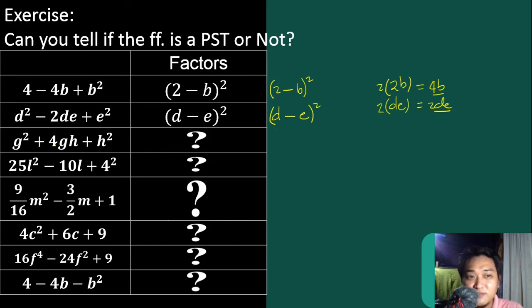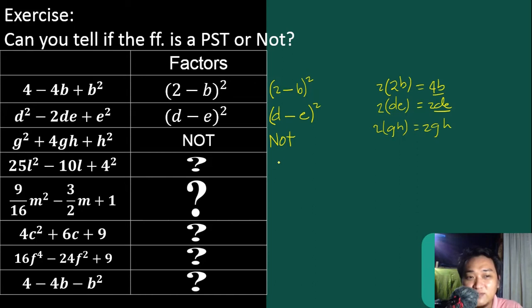G squared plus 4gh plus h squared. Again, the square root of the first term is g, and the square root of the second term is h, times 2, that is 2gh. Oh, 2gh, pero yung gitna niya is 4gh. So, therefore, it is not a perfect square. Subukan natin kung tama tayo. Okay, so it's really not a perfect square. Hindi natin siya mapa-factor, especially using this technique. Okay, we'll proceed to the next example.